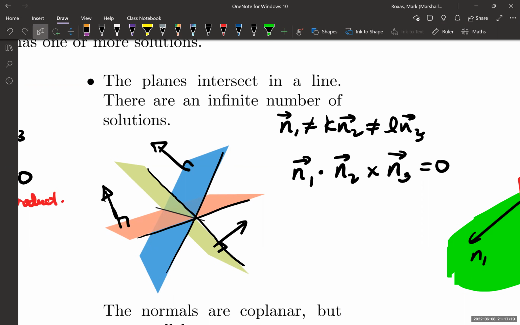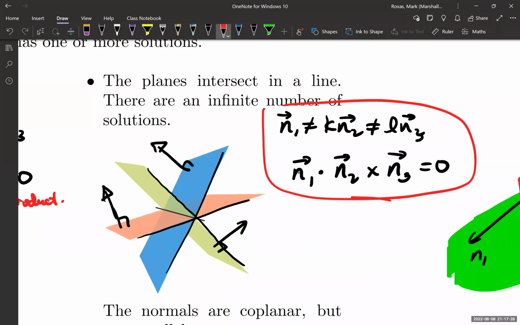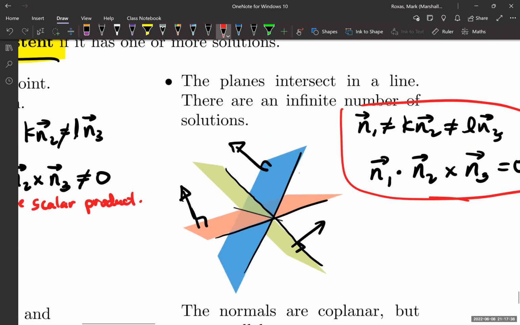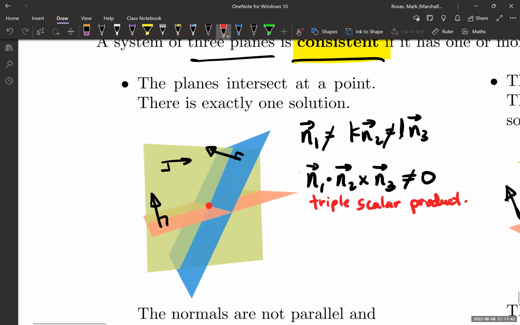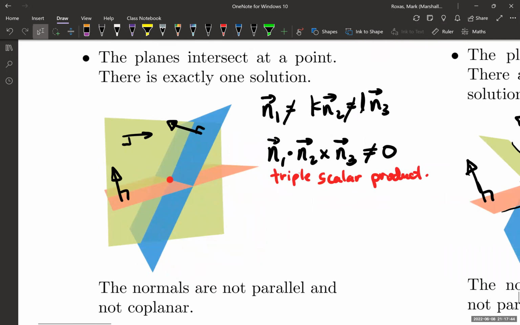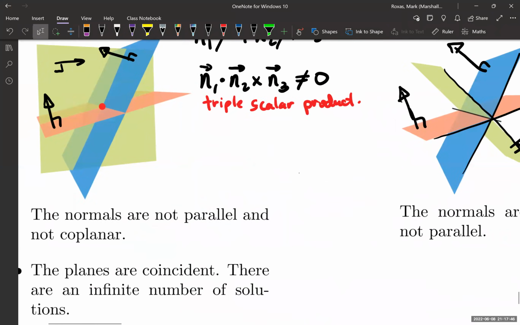But for the first part of this thing, when we're talking about consistency, this is what we're looking for. We're looking for if the normal vectors are parallel or not, and then we're checking to see if they are coplanar. And the coplanar is done by using the triple scalar product. So here the vectors are coplanar, and this one they're not. These vectors are really facing in multiple different directions, not along the same plane.